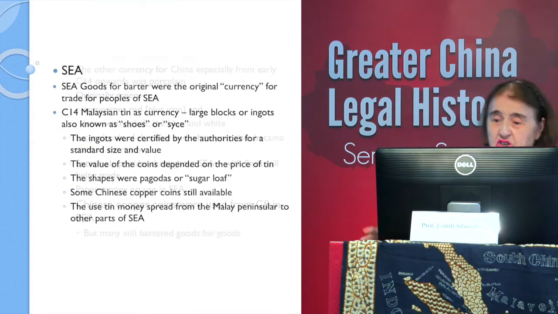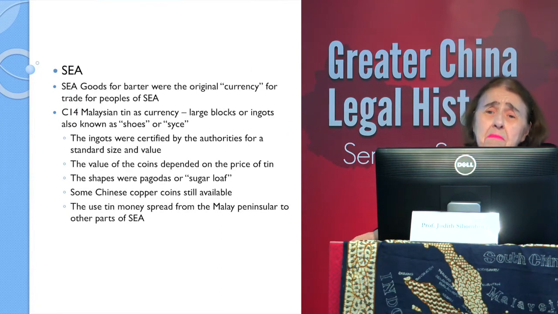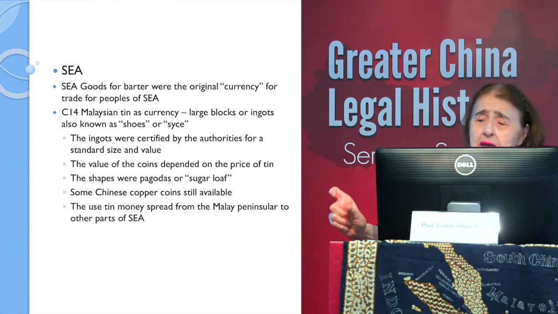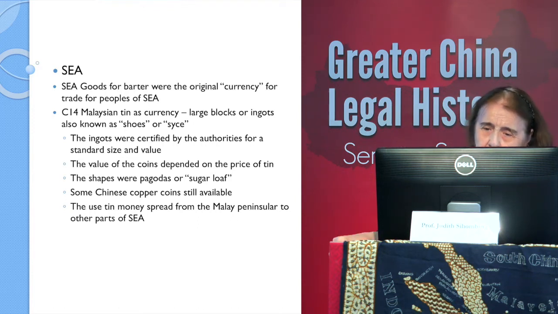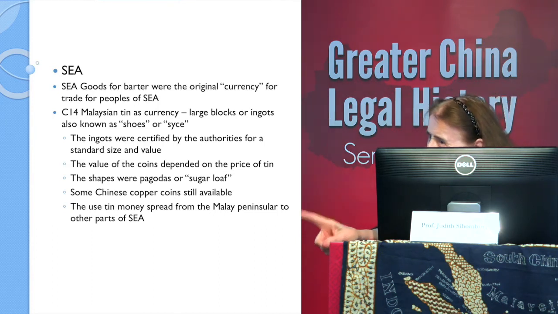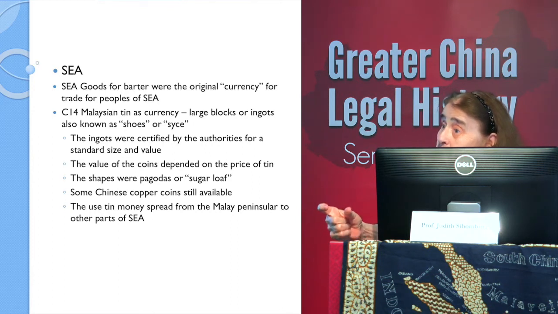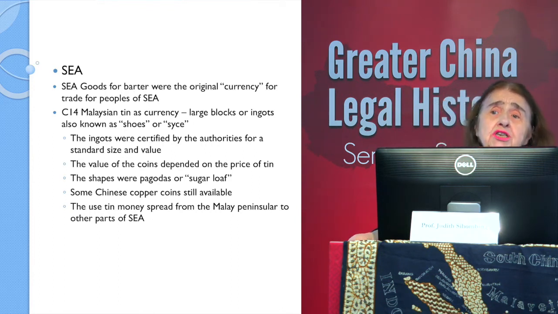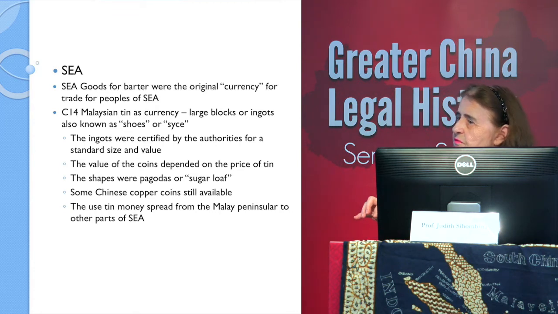Now, barter was goods. And then Malaysia, which had tin, made ingots of tin. And they were called shoes or saisi. And they're just large blobs of tin. Standard size and value, but the authorities kept a check that it was pure. The shape originally were pagodas or sugar loaf, and still some Chinese coins around, and tin money spread to other parts of Southeast Asia from Malaysia. The tin mines are great and still going strong.